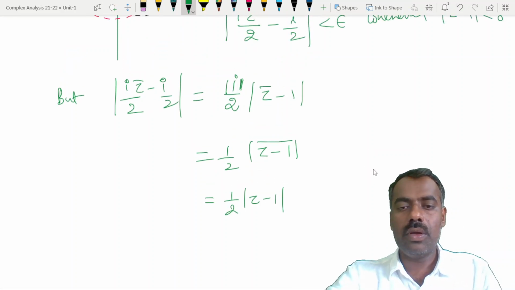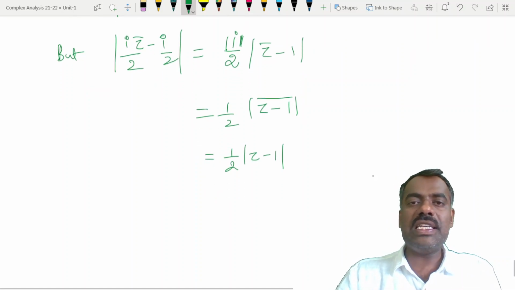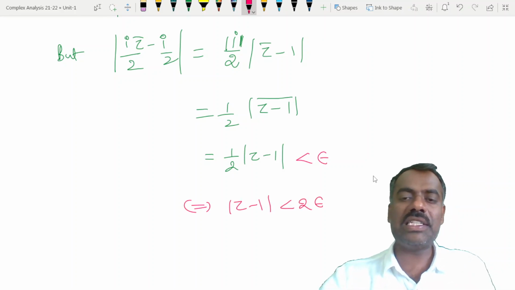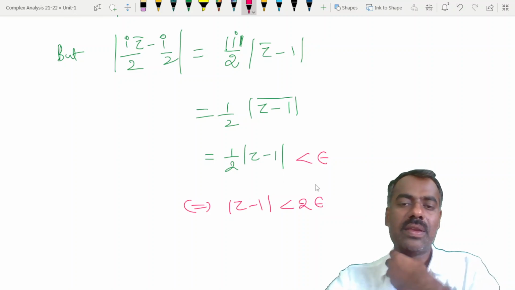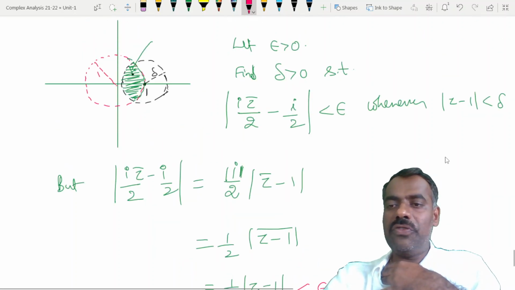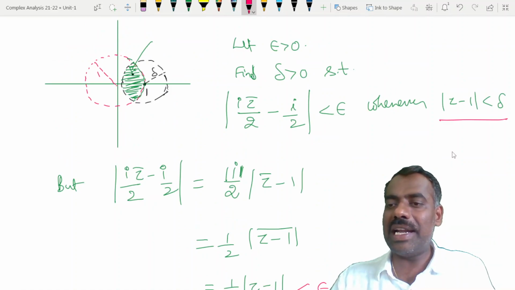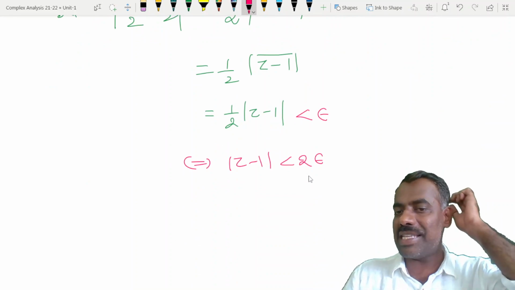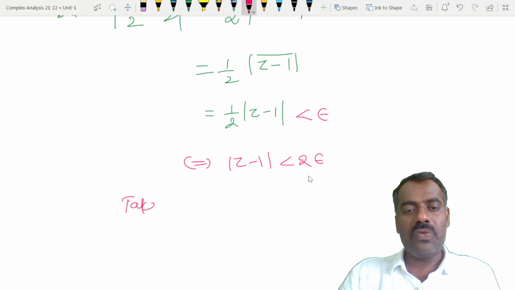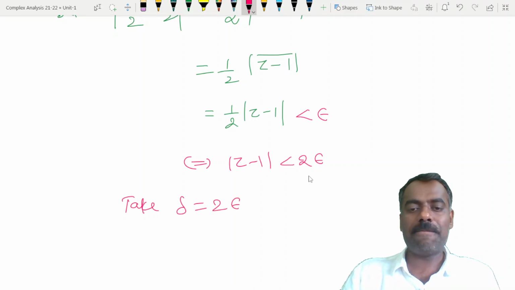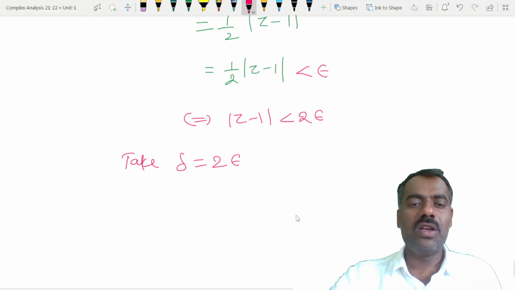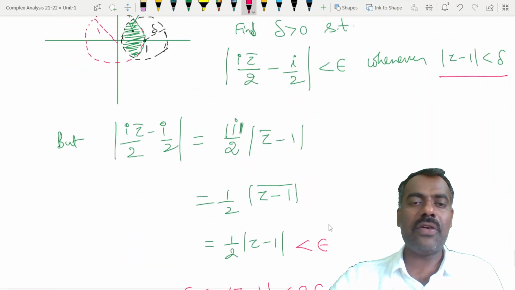We want this to be less than epsilon. This is less than epsilon if and only if mod z minus 1 is less than 2 epsilon. Is this clear? So if you see here, mod z minus 1 is less than delta we want, and this will be less than epsilon if and only if mod z minus 1 is less than 2 epsilon. Therefore, we can take delta as 2 epsilon. If you take delta as 2 epsilon, our problem is solved.